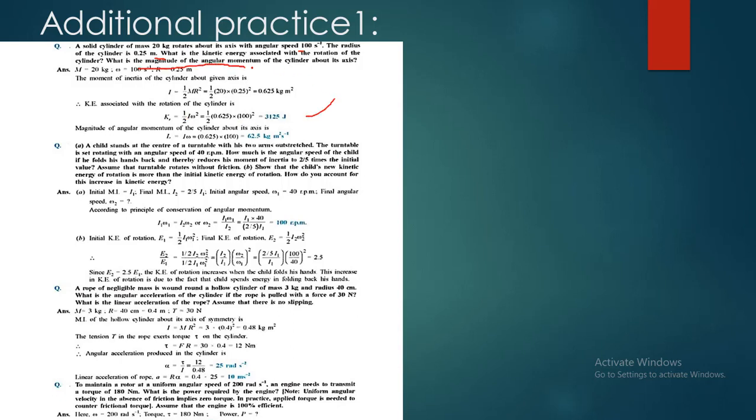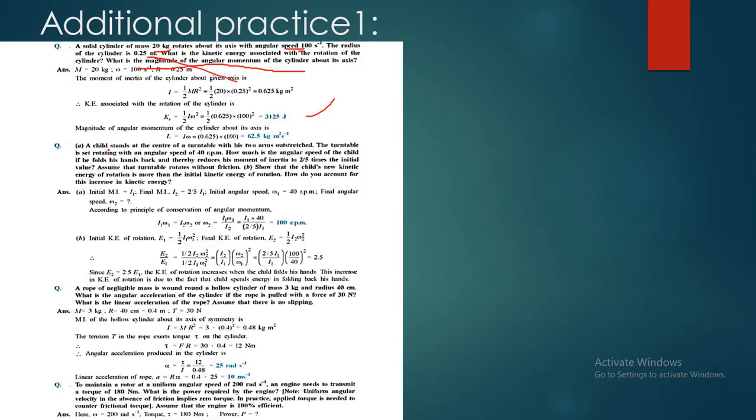What is the magnitude of angular momentum about its axis? Just simple, I W. We have everything here. The angular speed has been given, and we are having the mass, we are having the radius, so just put in the numbers.